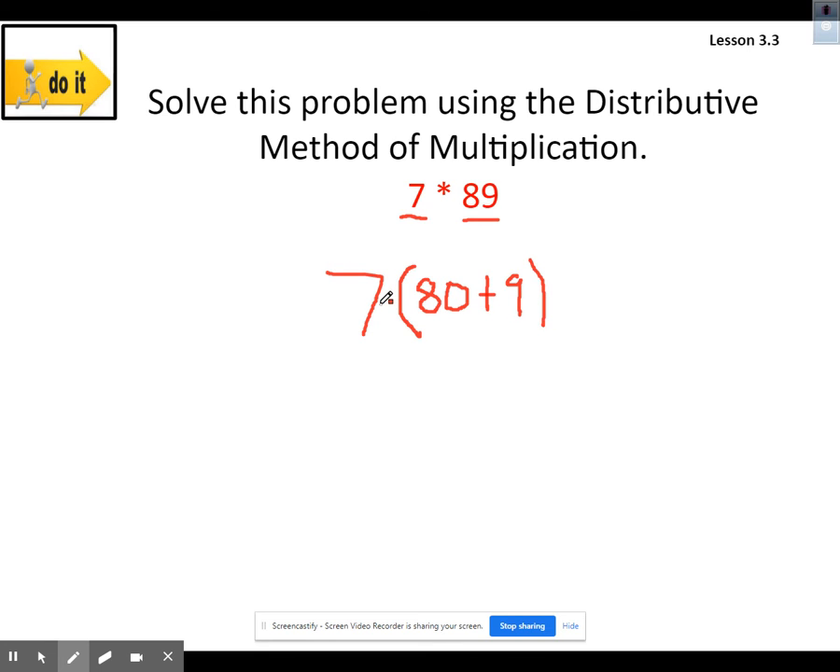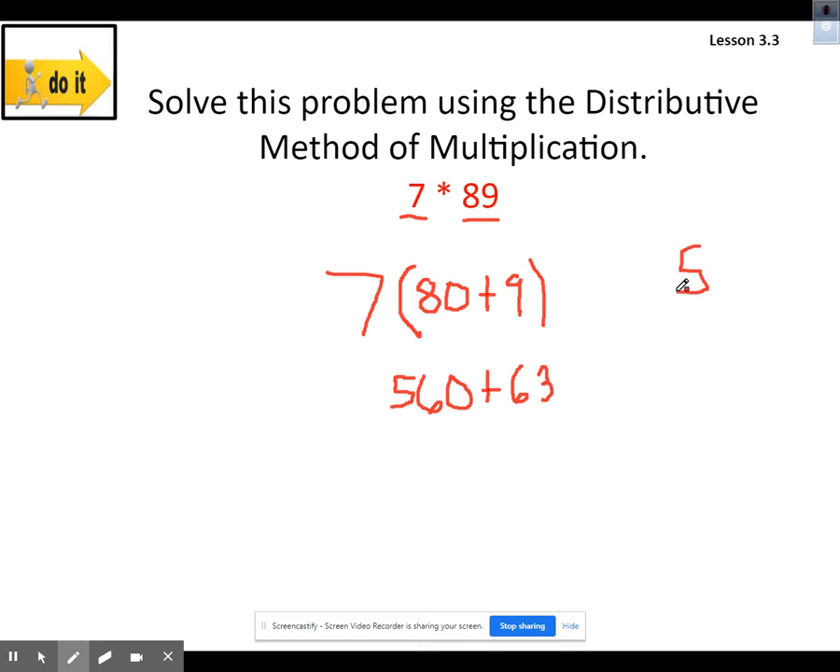Now I'm going to distribute that 7 across both parts of that 89. This is multiplication. So 7 times 80 is 560. Stay with my addition sign there. I'm going to distribute the 7 to my 1s, which were 9 of them, so that's 63. And now I'd simplify this.